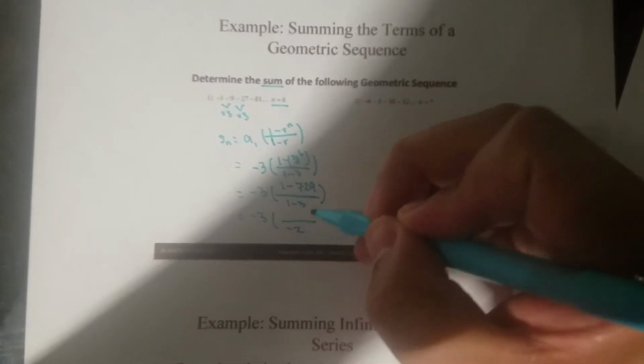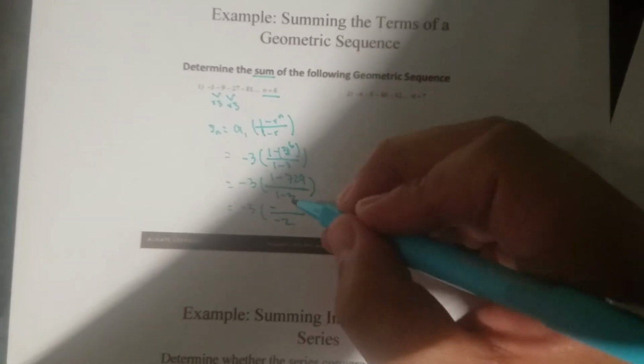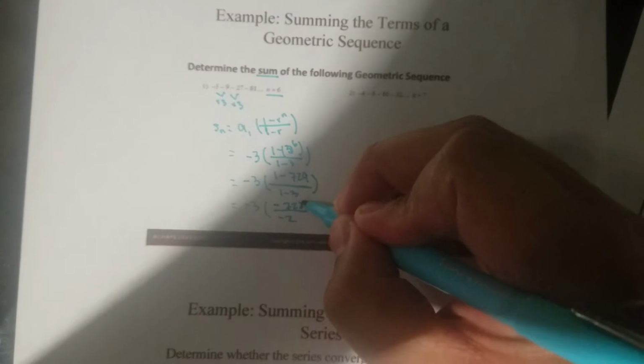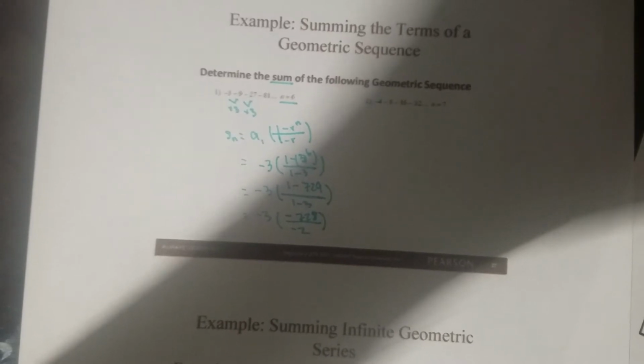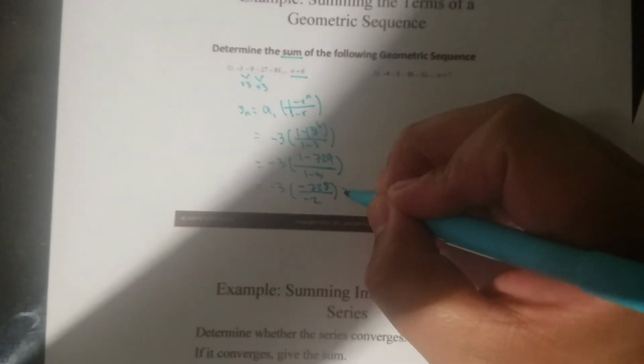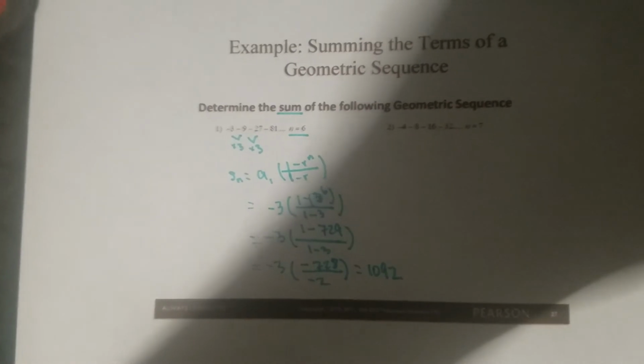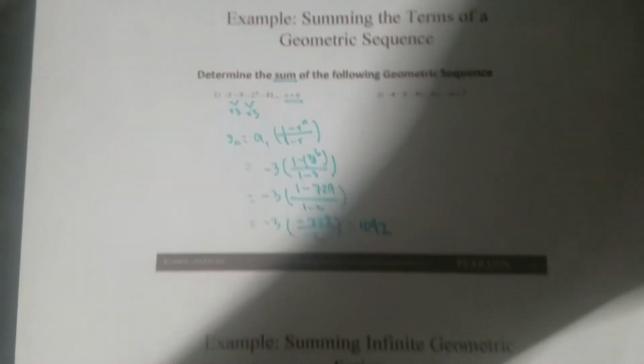So down here's negative 2. This is going to be negative 728. So this all equals 1092. Okay, so next problem here.